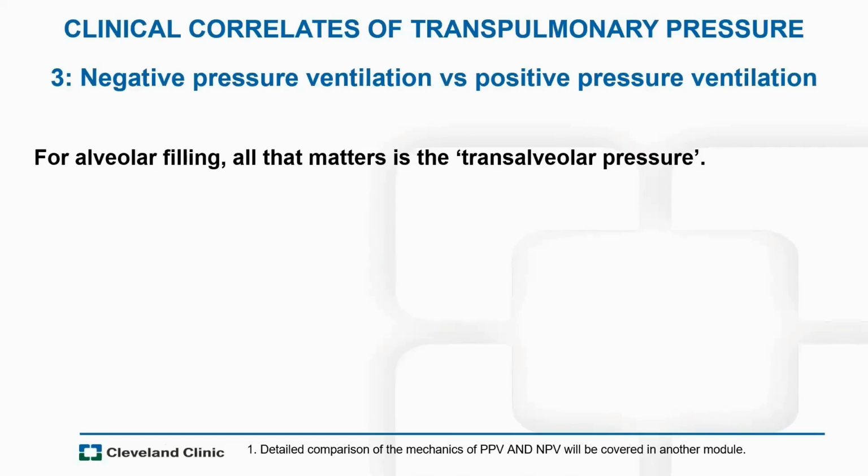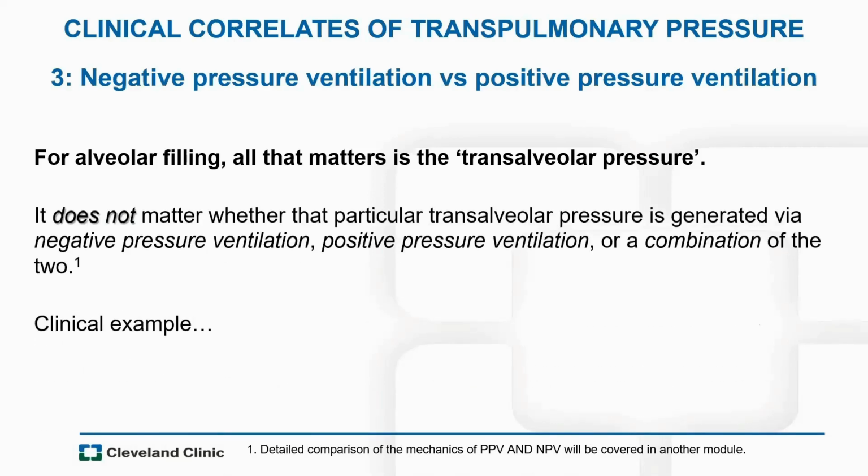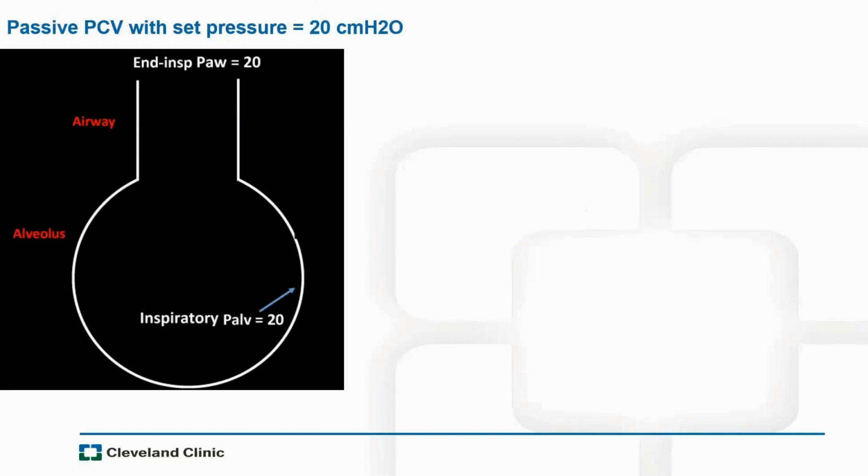Remember the balloon video that we saw? I mentioned then that it doesn't matter how you create a transmural pressure. The only thing that matters is the value of the transmural pressure, which would then decide the volume of the balloon, which would then decide the stress on the wall of the balloon. It doesn't matter how you create that transmural pressure. Same thing for the alveolus. For alveolar filling, all that matters is the transalveolar pressure reading. It does not matter whether that pressure was generated via negative pressure ventilation, positive pressure ventilation, or a combination of the two.